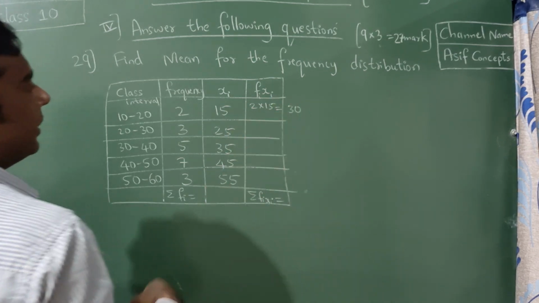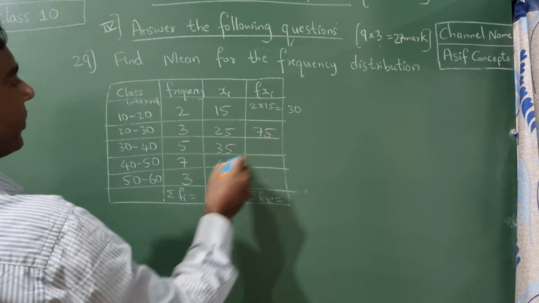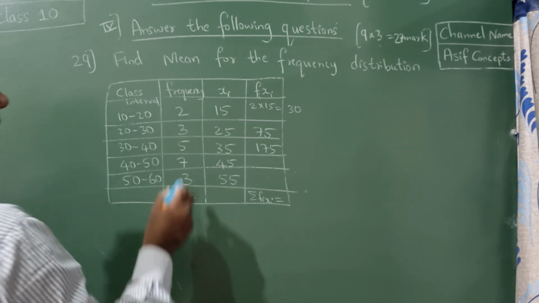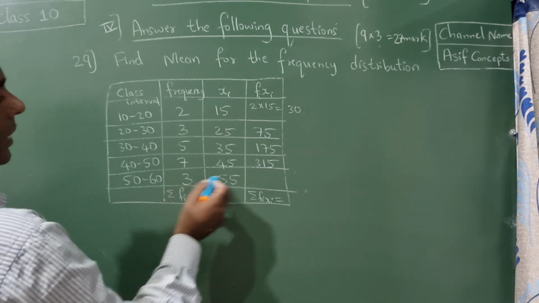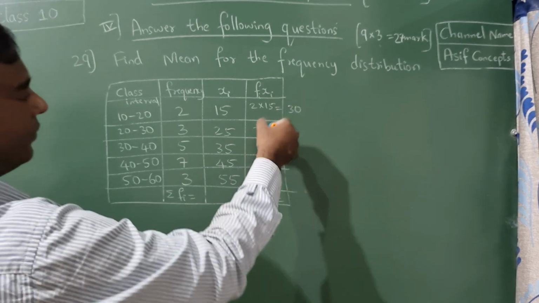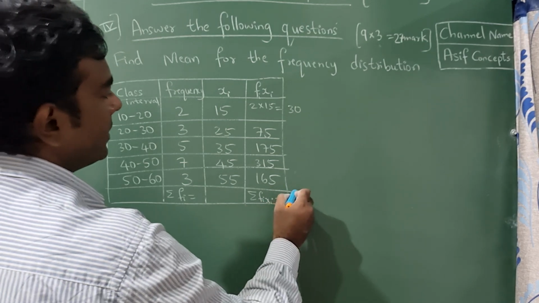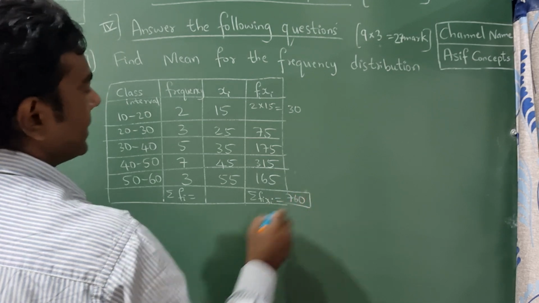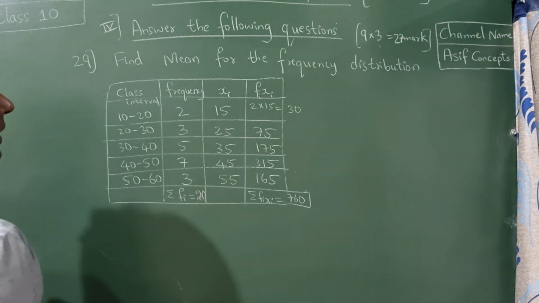So how much? 30. 25 into 3 is 75. So 5 into 35, it is 175. 7 into 45 is 315. 3 into 55 is 165. Okay. Now if you add this, you will get summation of fi xi. So if you add this, then it will be 760. And if you add these frequencies, you will get 20.